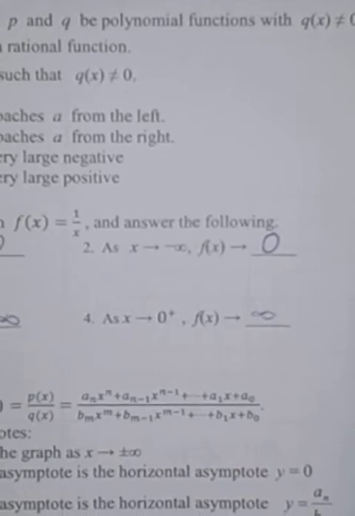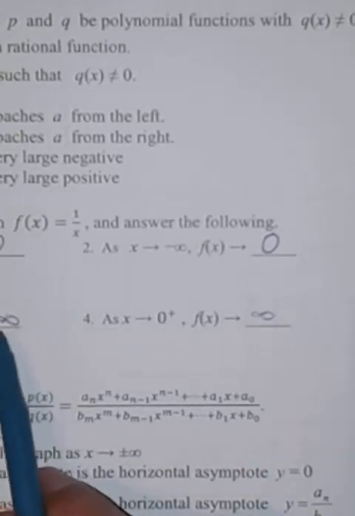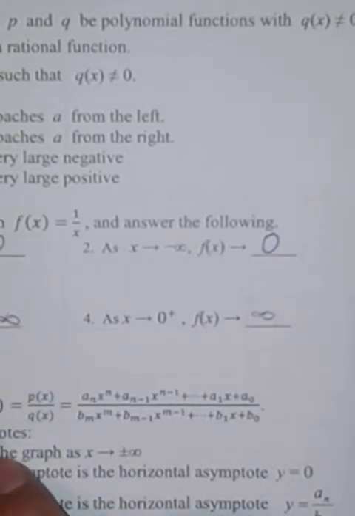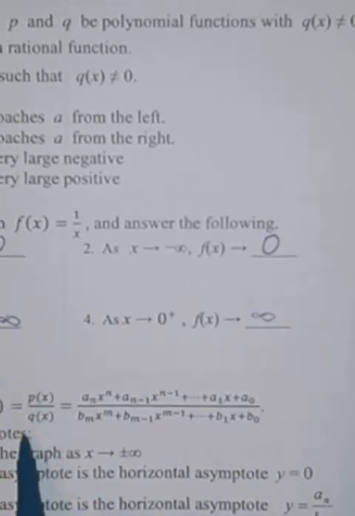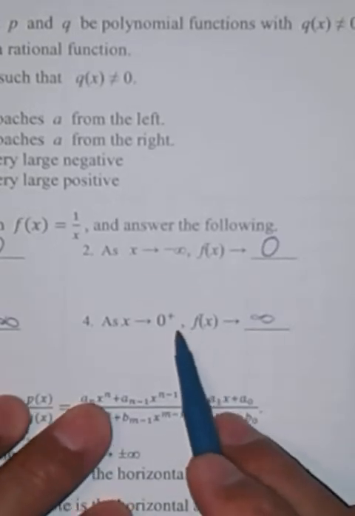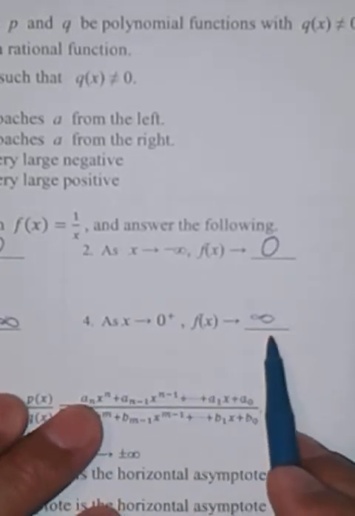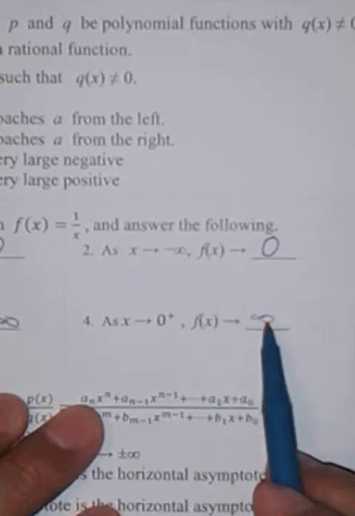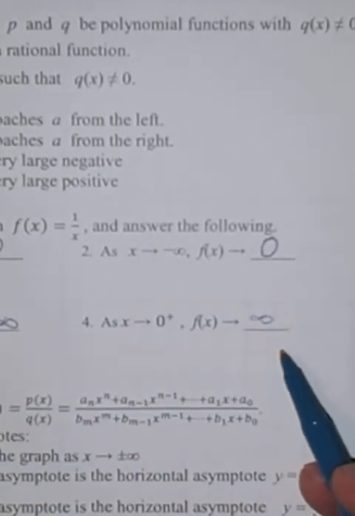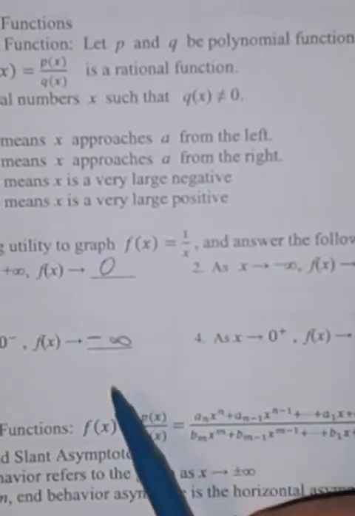Okay. If you think about the curve, by the way, as x approaches 0 from the left, f of x approaches negative infinity. It means your graph is dropping as it approaches the y-axis. And on the right-hand side, as x approaches 0 from the right, your graph is increasing, going up as x approaches the y-axis.